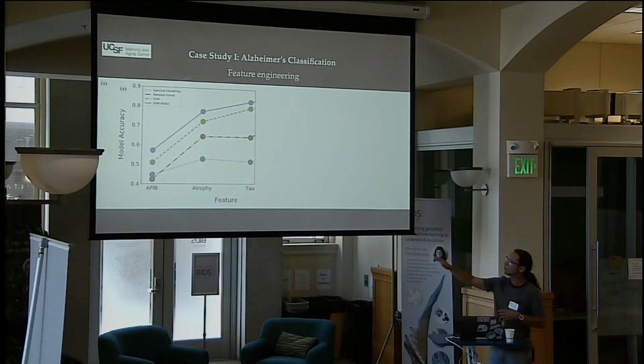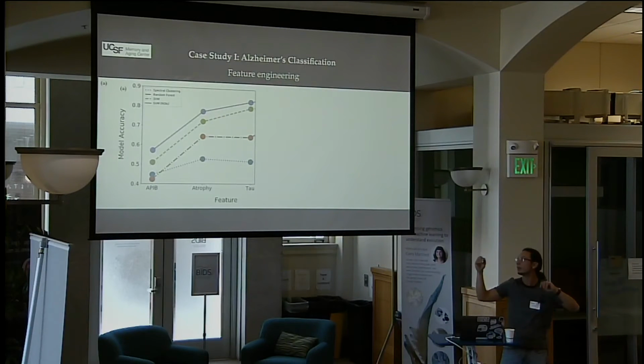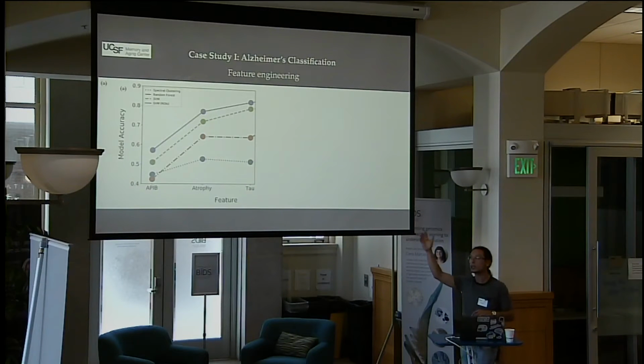And what I'm showing here on the x-axis is that if you only use the amyloid beta pattern in the brain of these patients, you have some accuracy. Usually, for all the cases, if you use the atrophy pattern as opposed to the amyloid beta accumulation, your accuracy increases. And for the SVM model, if you used only the tau pattern accumulation, you get an even better increase in accuracy. Values are reported for a test set, independent of the training set.